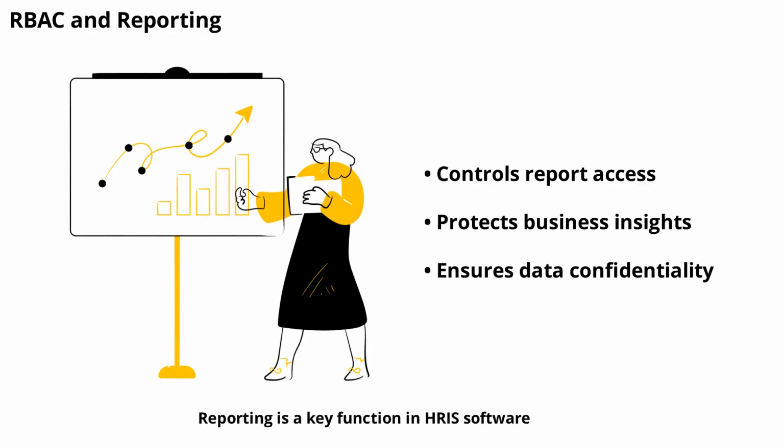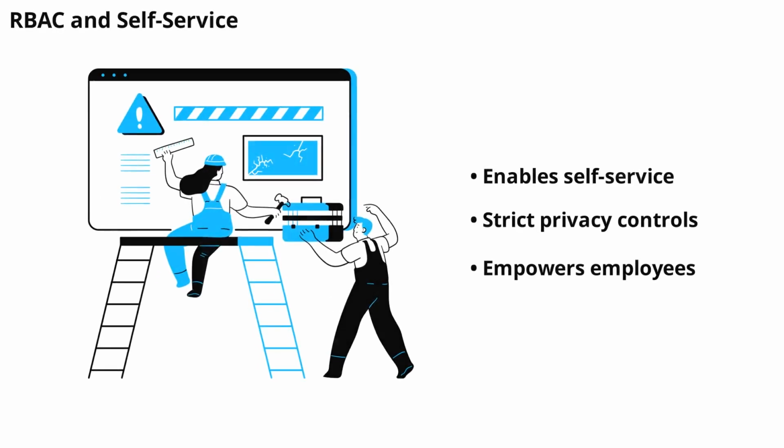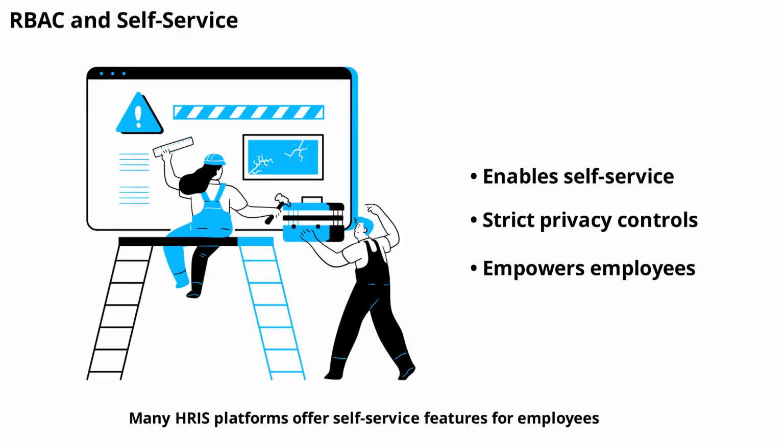Reporting is a key function in HRIS software. RBAC ensures that only authorized users can generate or view certain reports, protecting sensitive analytics and business insights from unauthorized access. Many HRIS platforms offer self-service features for employees. RBAC ensures that users can only access and update their own information, empowering employees while maintaining strict privacy controls.